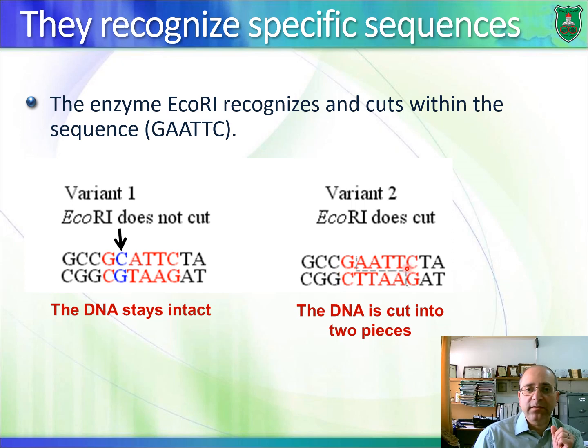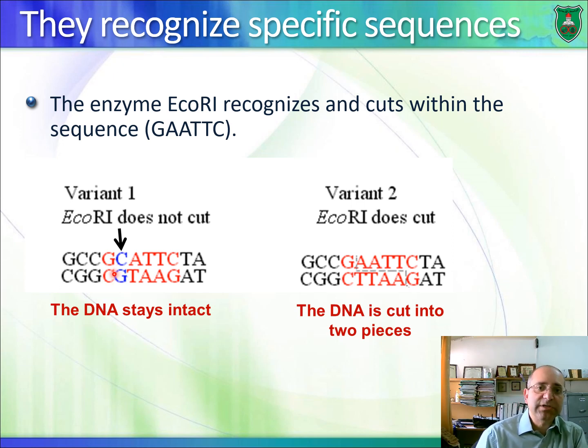Now this site is recognized by the restriction endonuclease, EcoRI, and it's cleaved, generating two fragments, left and right. Now look at variant 1. It's GCATTC. So there is a change in here. There is a mutation, there is a variation, whatever.